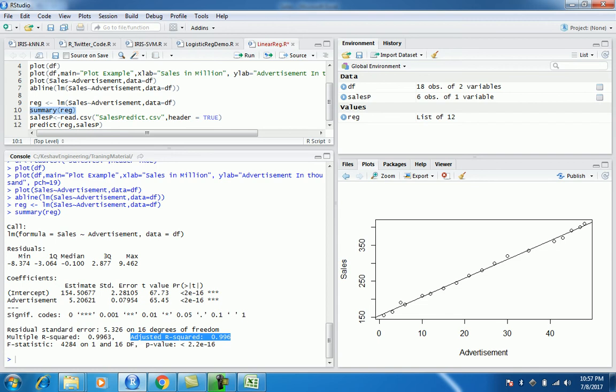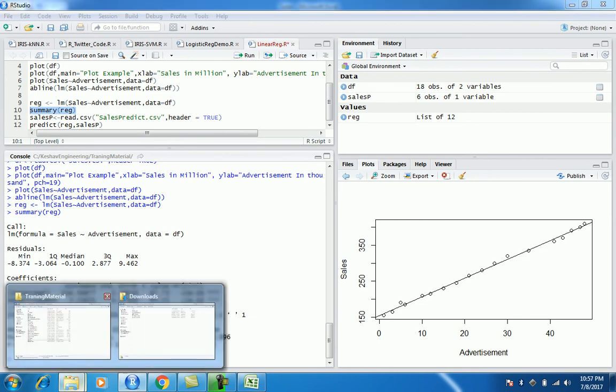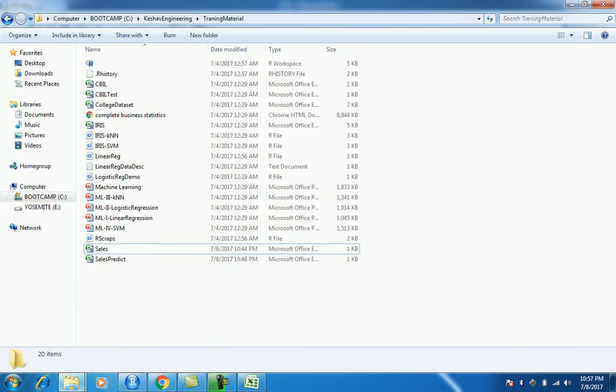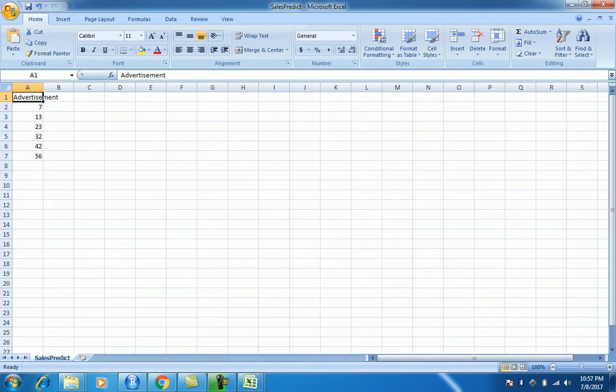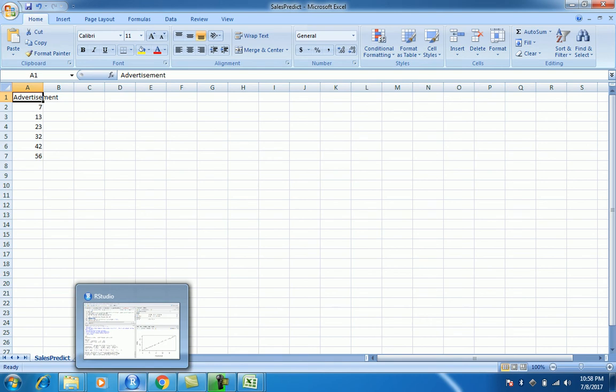Now we have understood that, we have seen the summary, and we are pretty much satisfied with the results. We are good with 99.6% of prediction power and predictability. So next, once we have successfully established our hypothesis, we have a new spreadsheet where we just have the advertisements as an independent variable, or the predictors, and we are trying to determine the sales amount. So this would be your input once you have established your model.